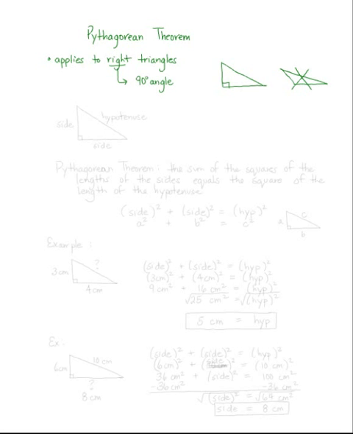For a right triangle, there are some names that we're going to use for the specific sides that will help us with the Pythagorean theorem. The longest side of a right triangle is directly across from the 90-degree angle, and this side is called the hypotenuse. The two other sides are simply called sides.